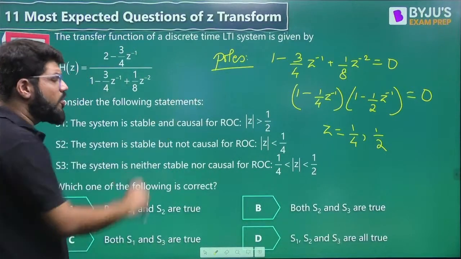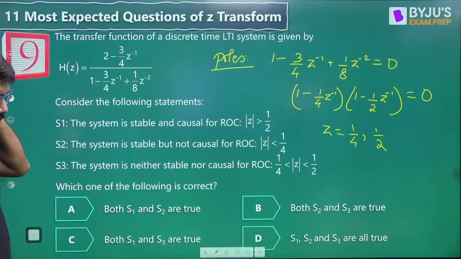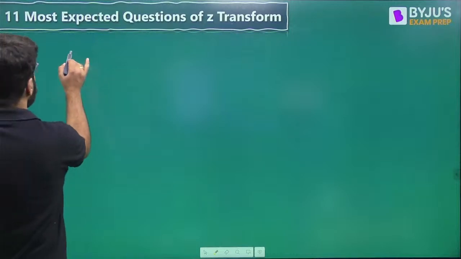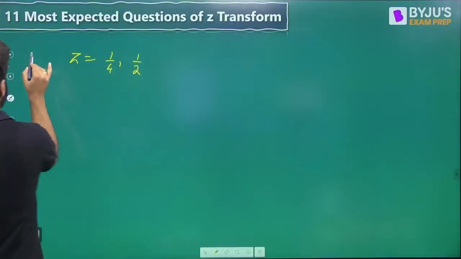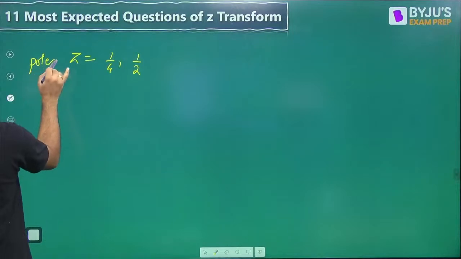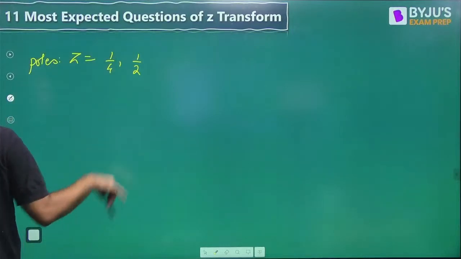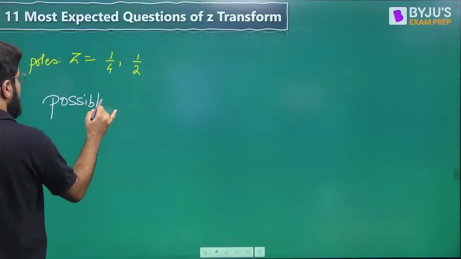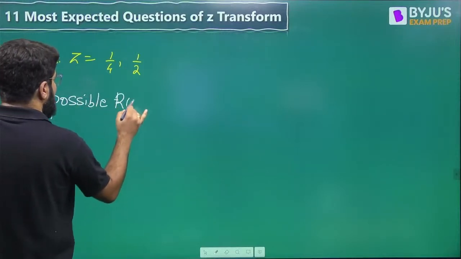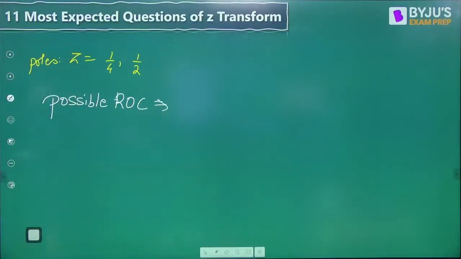So we have the two poles at Z is equal to 1 by 4 and 1 by 2, right? These are the only two poles. So what are the possible ROCs? Forget S1, S2, S3. Let me give you every possibility.